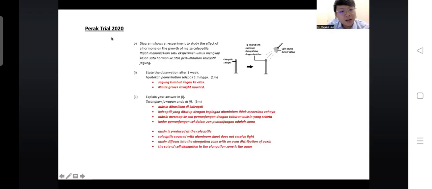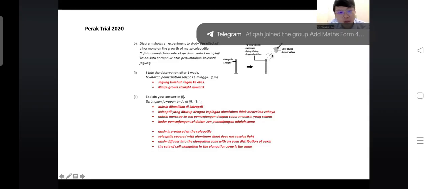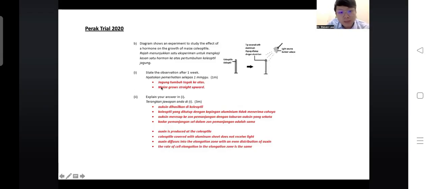Perak Trial 2020. Okay. So it's an experiment to study the effect of hormone on the growth of a maize coleoptile. You can see they put the aluminum cover over the coleoptile. They put a light source over here. So you know that after 1 week, this is something that we studied just now in the objective questions as well, isn't it? So you know that the maize will grow upwards. Why? You need to mention the key point, even distribution of auxin. Because they don't get the light due to the opaque cover, the aluminum cover. So the auxin distribution is even, so they will elongate evenly lah. So you know which are the keywords, isn't it?